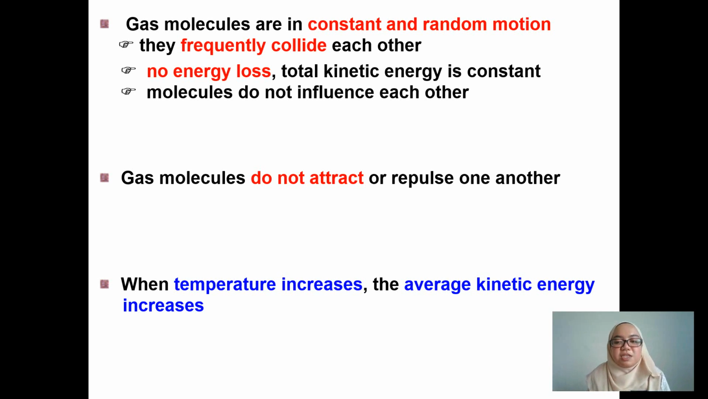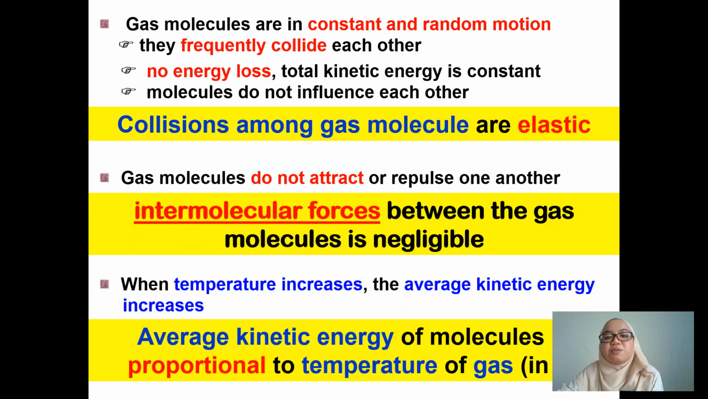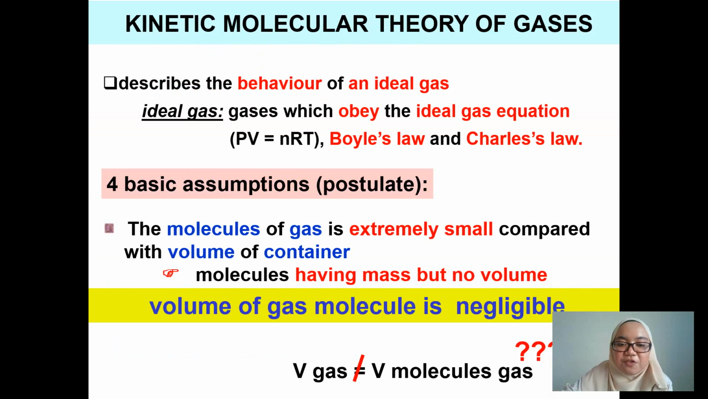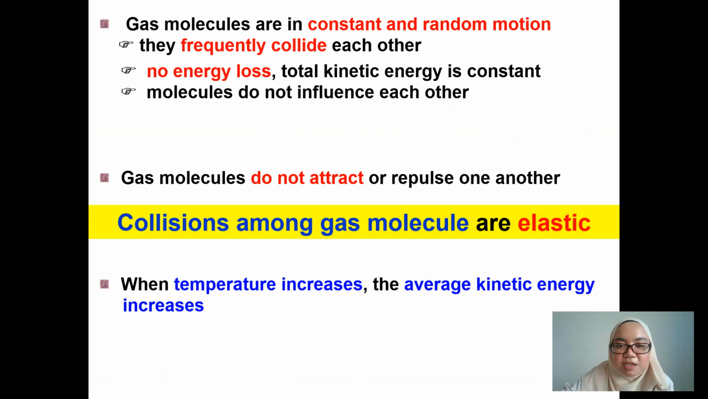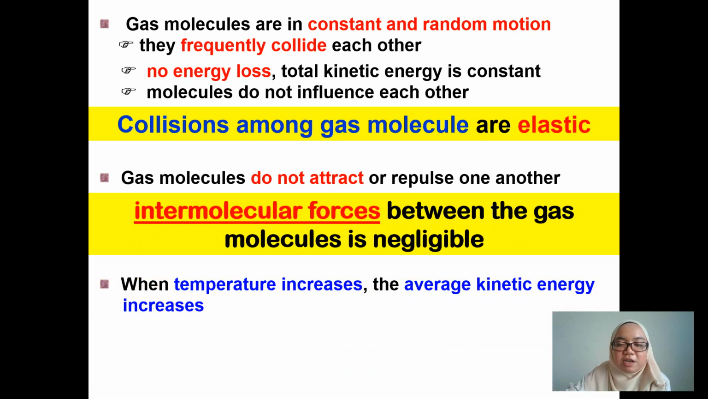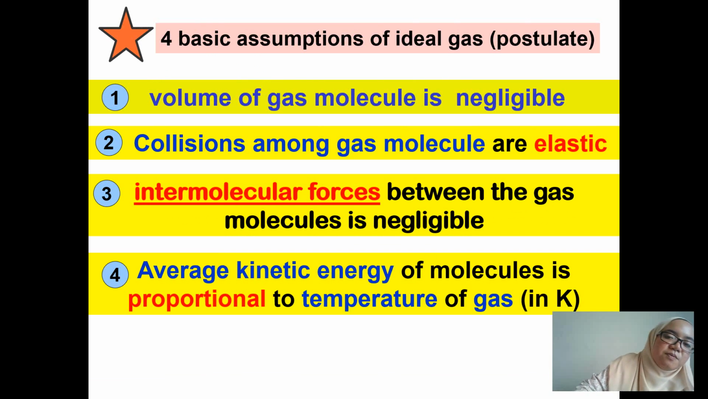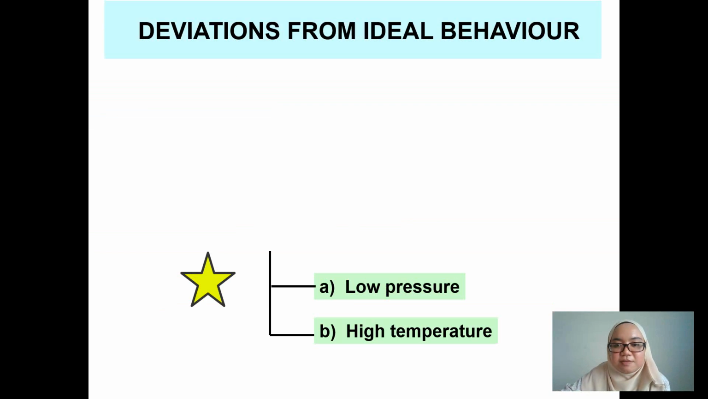Last one, when the temperature increases, the average kinetic energy increases. So to recap, first, the volume of gas molecules is negligible. Second, the collisions among gas molecules are elastic, meaning the total kinetic energy before collision equals the kinetic energy after collision. And we know that intermolecular forces between the gas molecules are negligible. Last one, the average kinetic energy of molecules is proportional to the temperature of the gas in Kelvin. So these are the four basic assumptions of ideal gases.